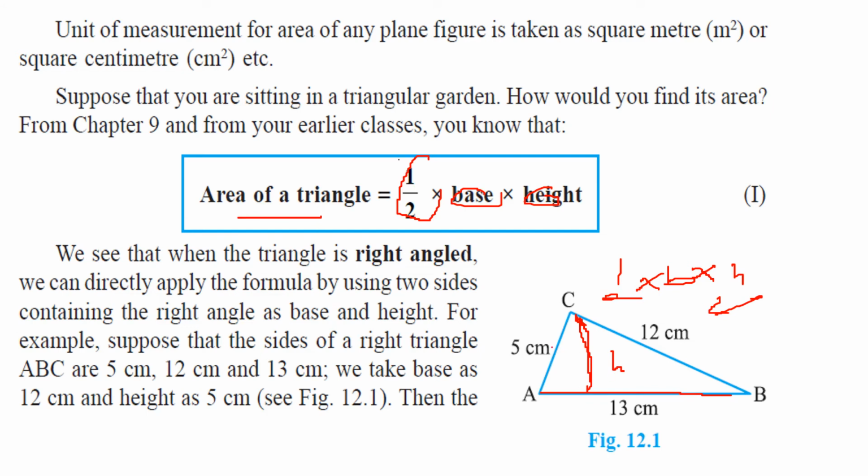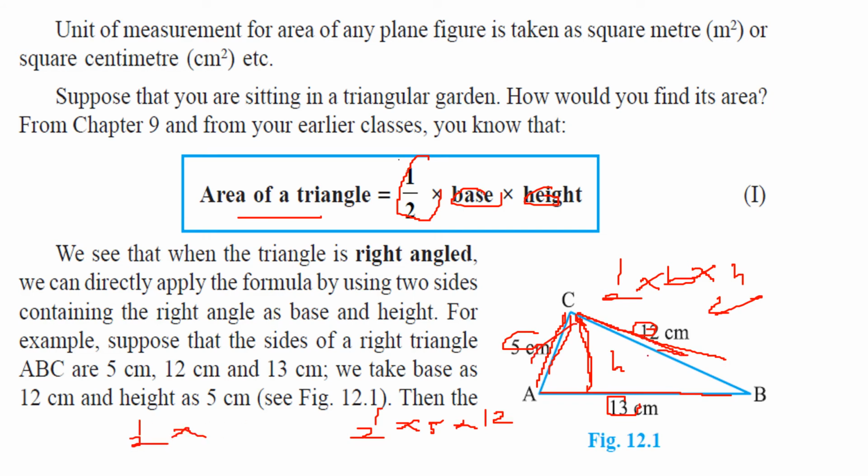Here, 5 square plus 12 square equals 13 square, so this is a right angle triangle. You can take this as the base or take this as the base. So half into base, that is half into 5, into altitude, take 12 on this side. Or you can take this as the base and this as the altitude.